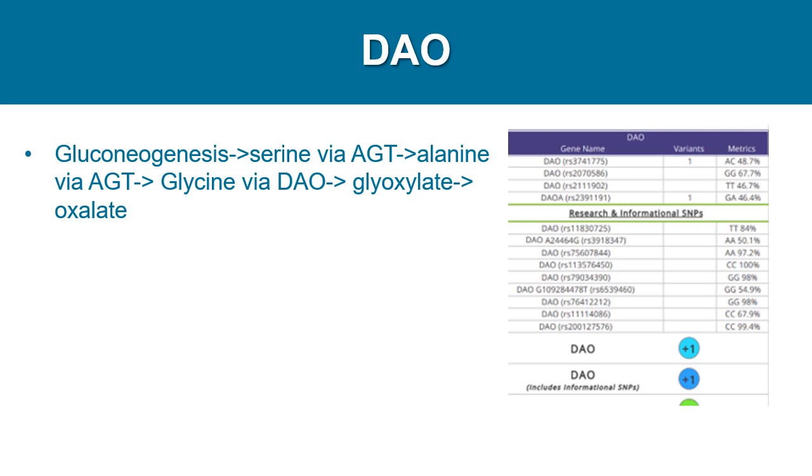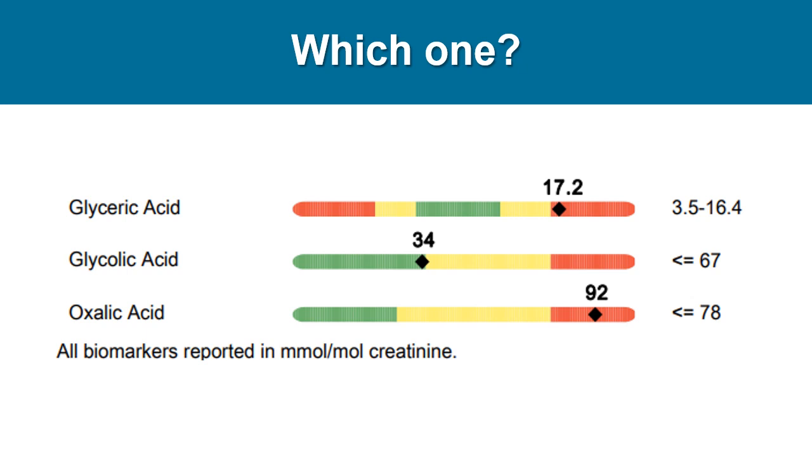Then via DAO, you have glyoxylate, which can then convert to oxalate. Now, this particular polymorphism or gene is often seen in conditions such as schizophrenia, bipolar, primary hyperoxaluria, autism, and also Crohn's disease. So how do we determine primary hyperoxaluria or secondary? Well, the NutriVal and also the Great Plains Lab right now has these 3 markers, and I believe the NutriPath also does now in Australia.